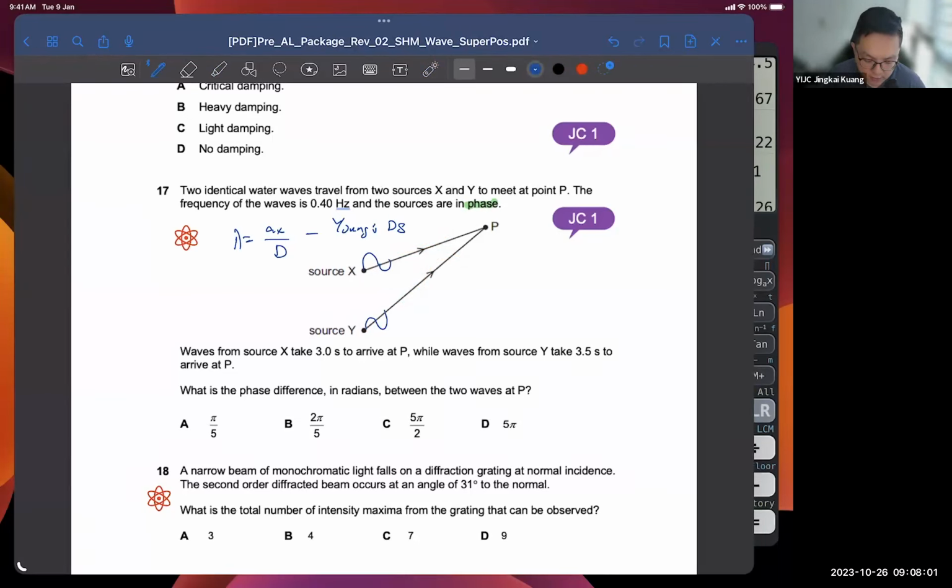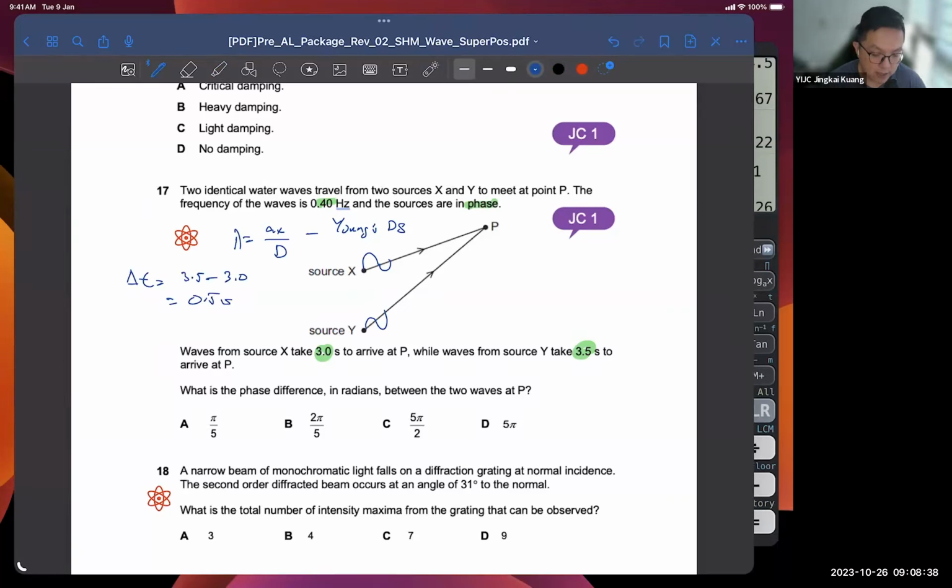Then they tell you the frequency is 0.4 hertz. Now the key information is that source X takes 3 seconds to arrive, source Y takes 3.5 seconds to arrive at P. So you now know that Y is further away from P, and Y will take a longer time to arrive. That means they arrive out of phase. How you can work out the time difference: delta t is just 3.5 minus 3.0, so you get 0.5 seconds.